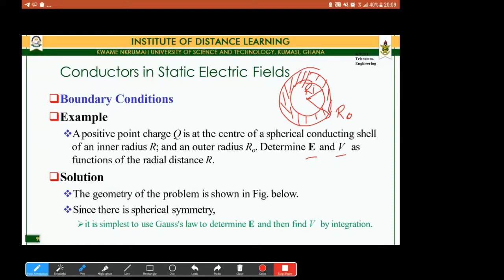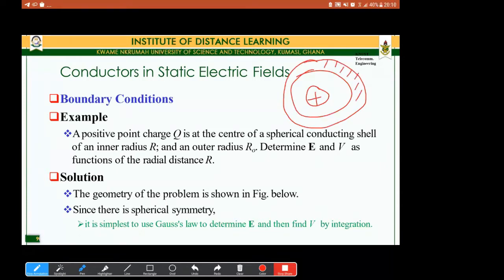So what is the value of E as you move from the center along the radius to the inner radius and then to the outer radius and then beyond the conducting shell? That is what this question is about. If you remember our discussion of a conductor inside an electric field, and now you remember that we put a positive charge inside this electric field. Remember what will happen? This positive charge will create a field inside the conductor, right? So we have a positive charge, and then this is the inner shell, and this is the outer shell. This positive charge will create a field.